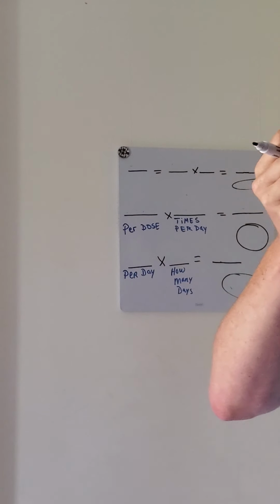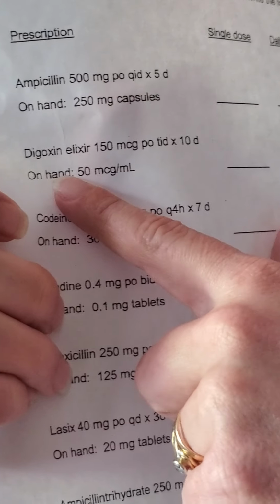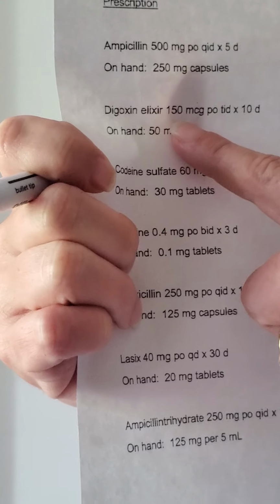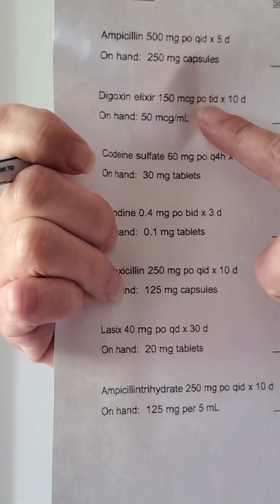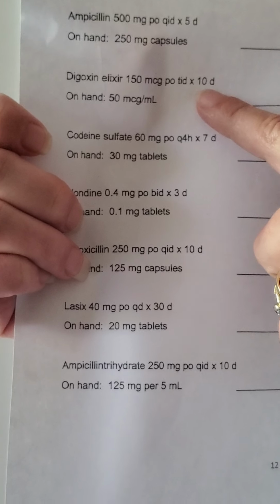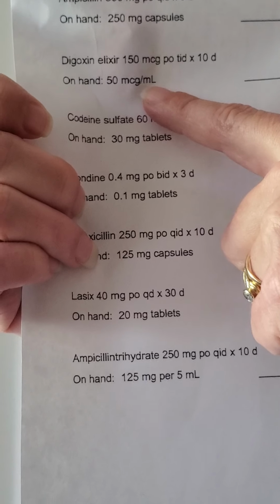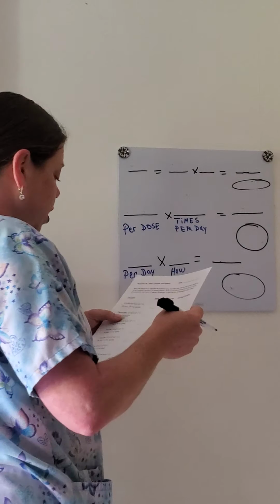So the next one we did from yesterday is digoxin elixir. Just trying to make sure you can see it. Digoxin elixir, 150 micrograms. PO is by mouth. TID, 3 times a day, times 10D, which is 10 days. And what do we have on hand? 50 micrograms per ml. So again, we did this yesterday, but I'm starting right from the top again.